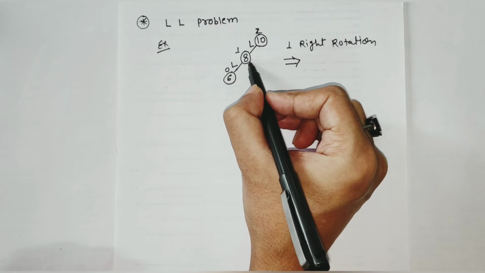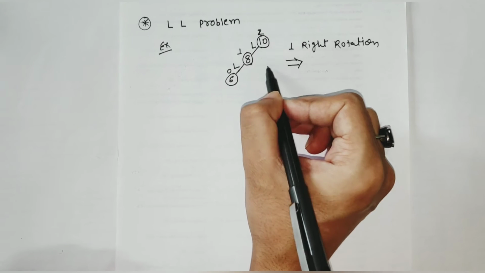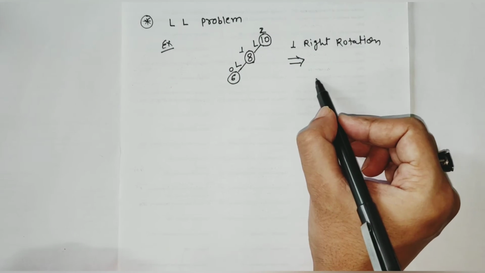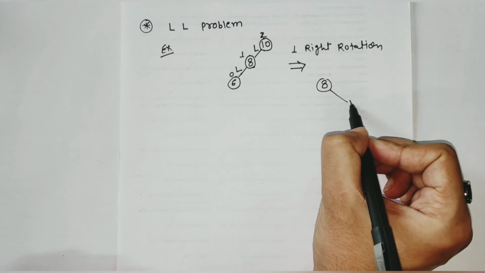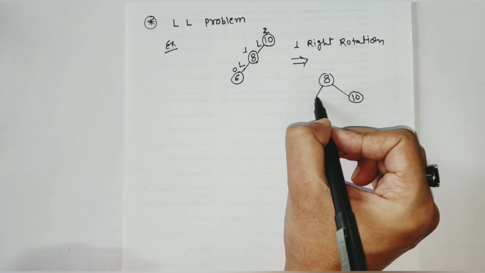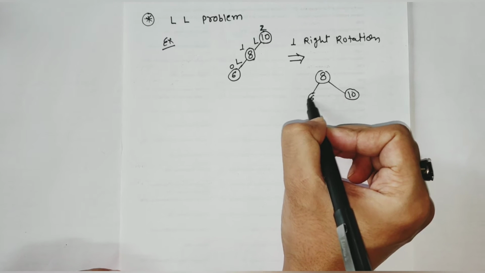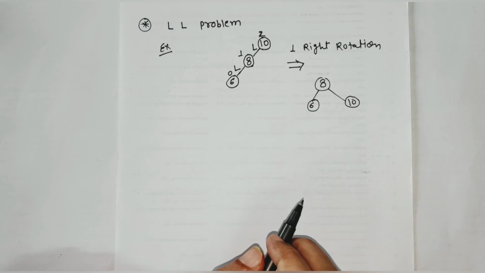Now we will fix this node and we will rotate the root node. So it will be 8, and we will rotate this 10, and 6 will be the left child of 8. So now again we will check all the properties.